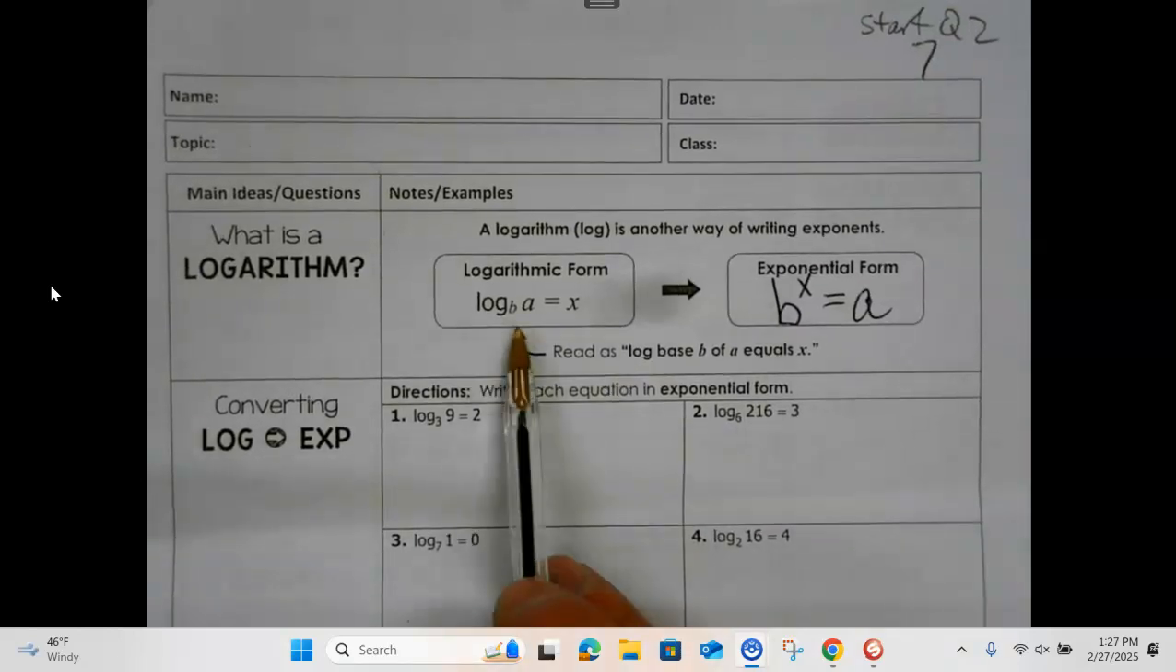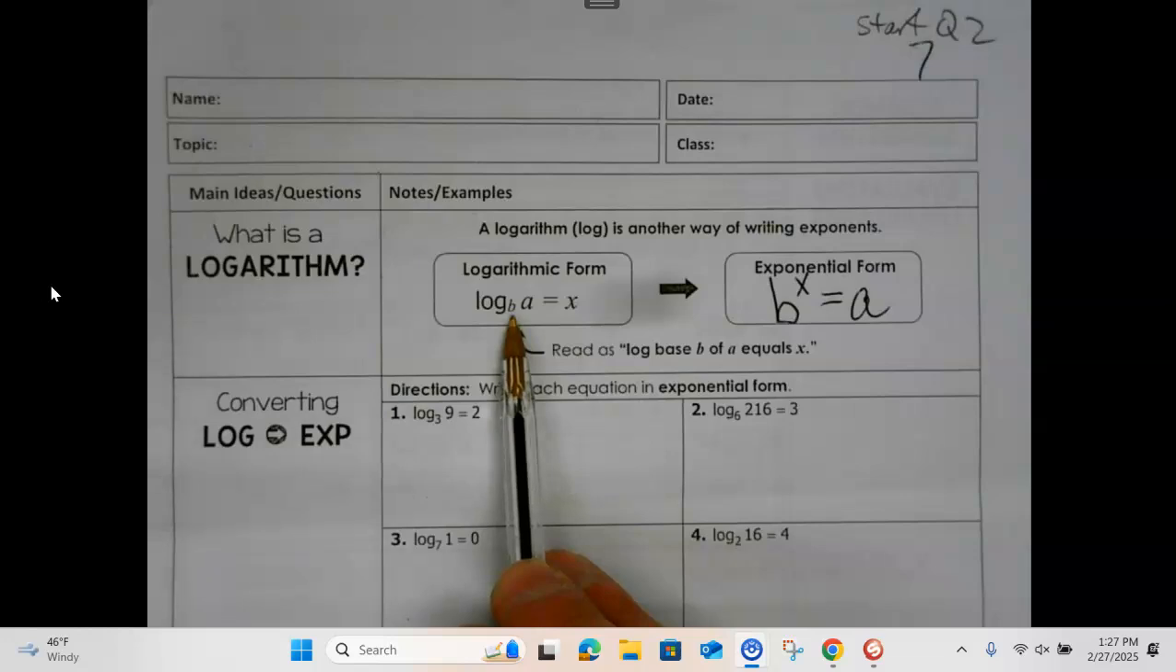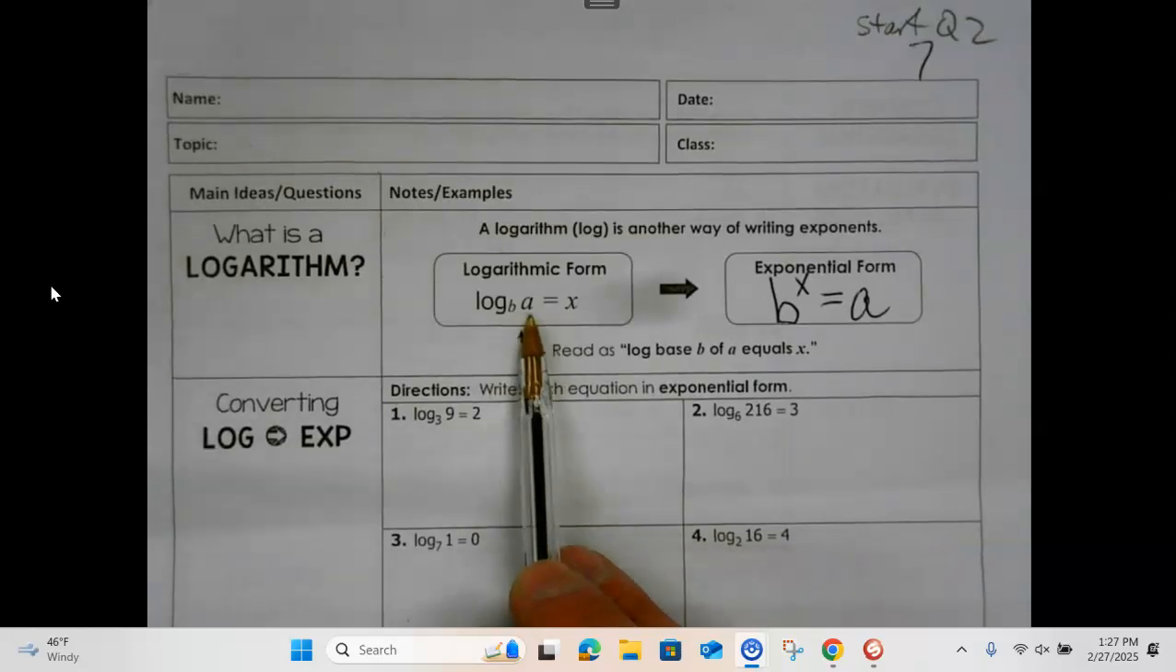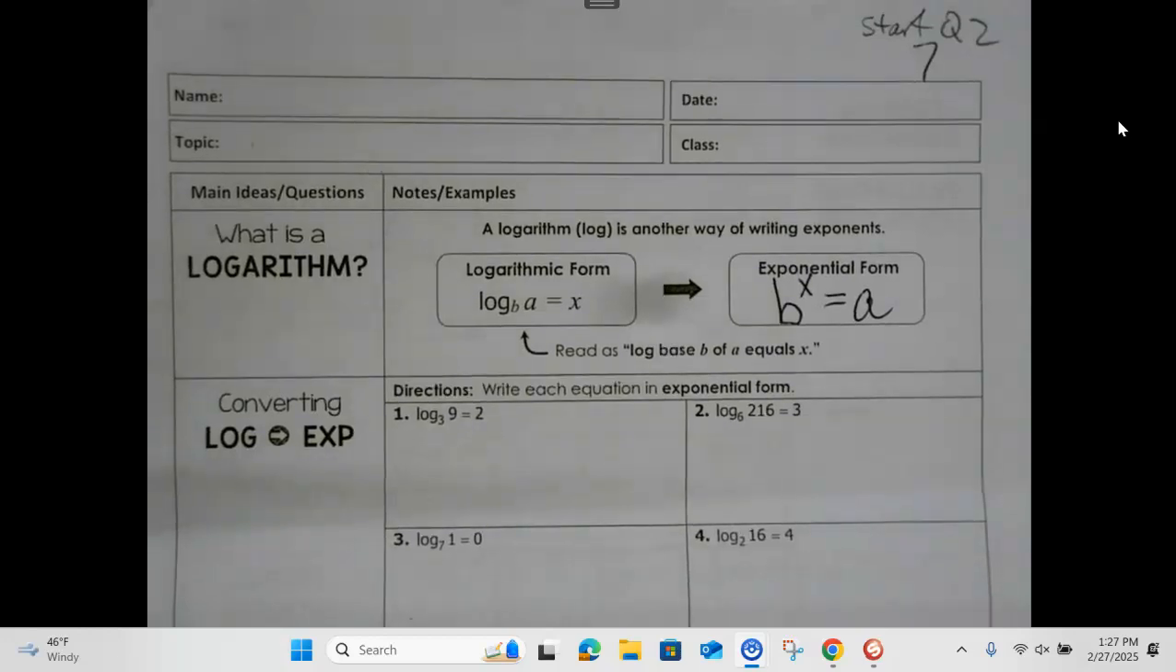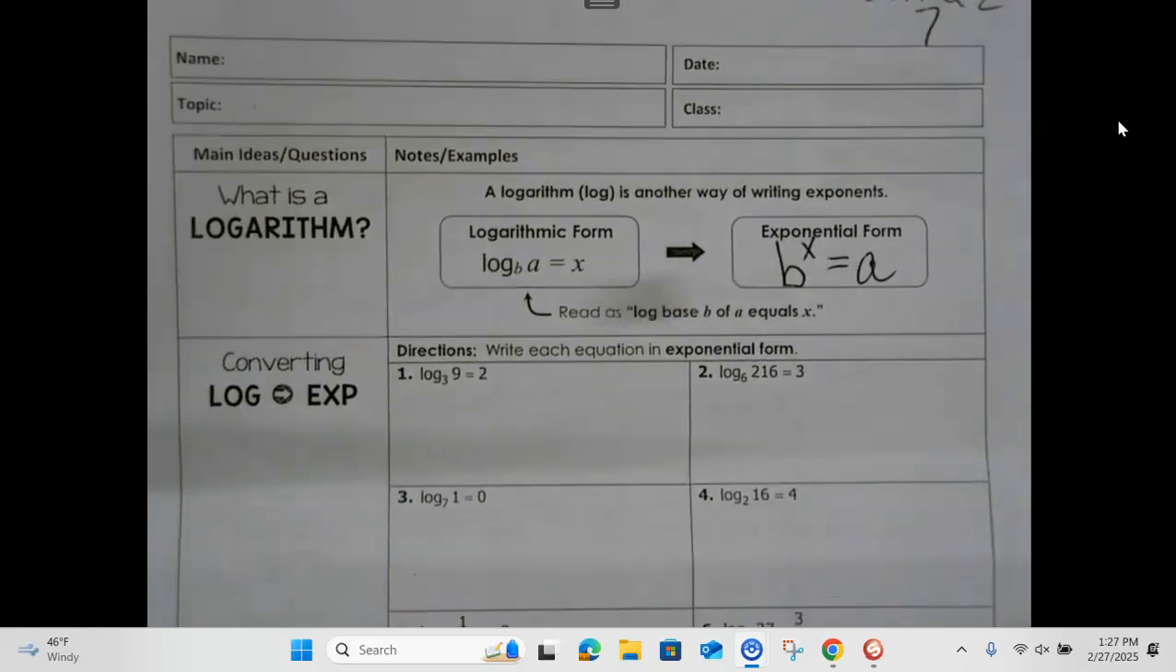Now, your base becomes this little number down here. It's called a subscript. So that comes in down here. Our answer is right next to it, and then we equal to the x. You're like, okay, Hardy, this is weird. Like, why do we need to do this? Because there's going to be some problems that we get into that's going to actually make it easier for us to do.